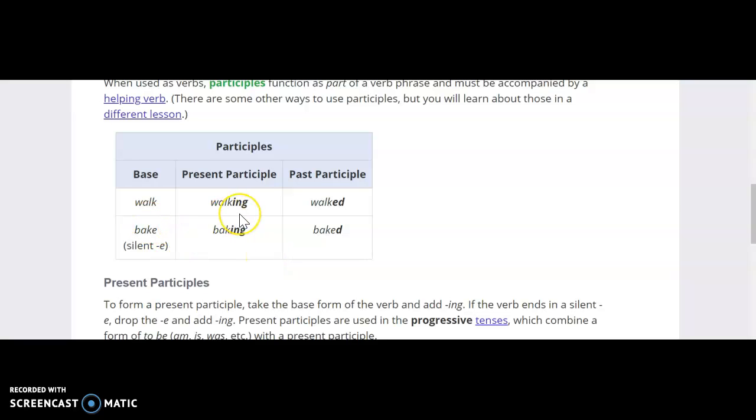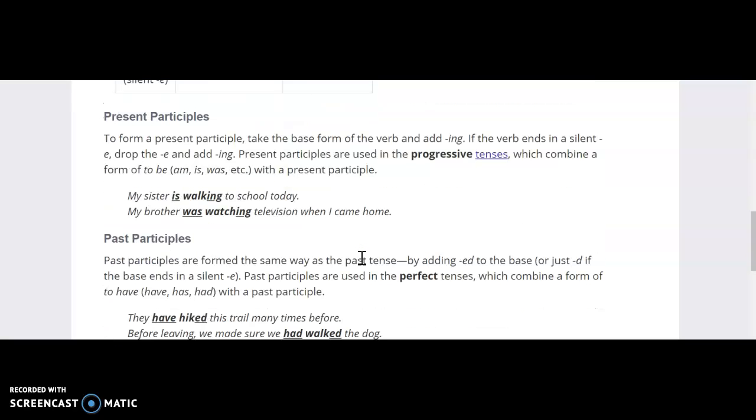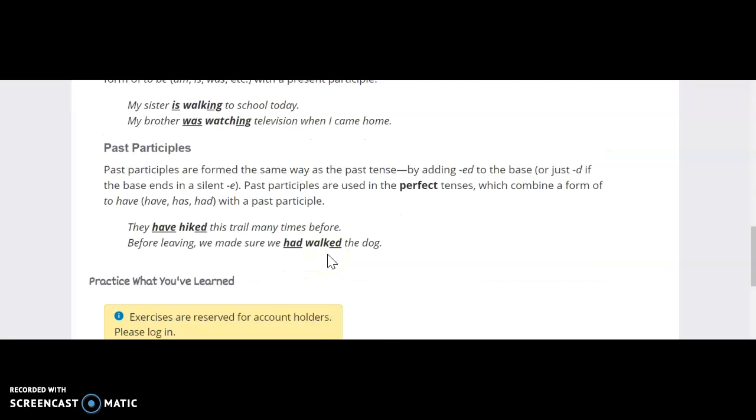So walk in present participle becomes walking, and then in past participle becomes walked. Bake becomes baking, and then past participle is baked. So here you go. Here's the form in a sentence. My sister is walking to school today, or my brother was watching television when I came home. Past participles are formed in the same way, and then we add the ed. So they have hiked this trail many times before, or before leaving, we made sure we had walked the dog.